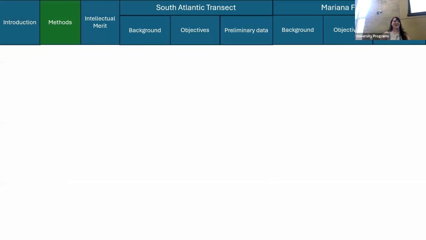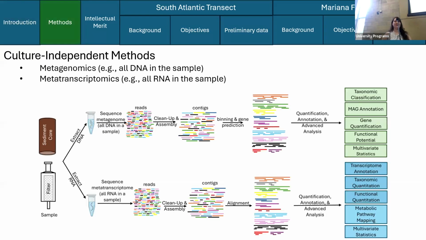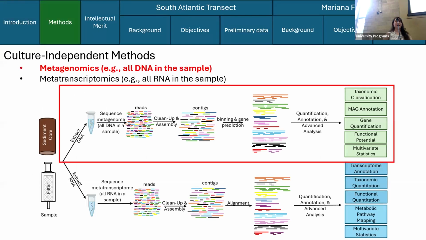So going into my methods further, for my culture independent methods, I'm going to be using metagenomics, which is all of the DNA in a sample. So similar to what Penny was talking about with her eDNA. And what metagenomics can tell you is the community structure, so all of the taxa that are in that sample, and it can also tell you the potential function of the community. So what types of pathways exist in the genomic signature, but not necessarily whether those pathways are active or not.